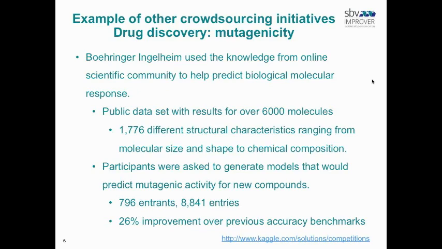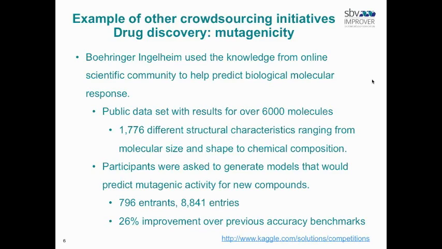They had 796 scientists who entered, and each scientist entered more than one solution to this problem, and at the end they got an algorithm that was 26% more accurate in predicting mutagenicity than the algorithm that was used by the company before.